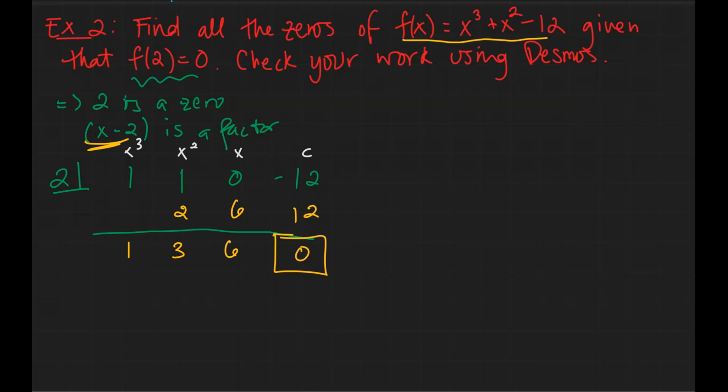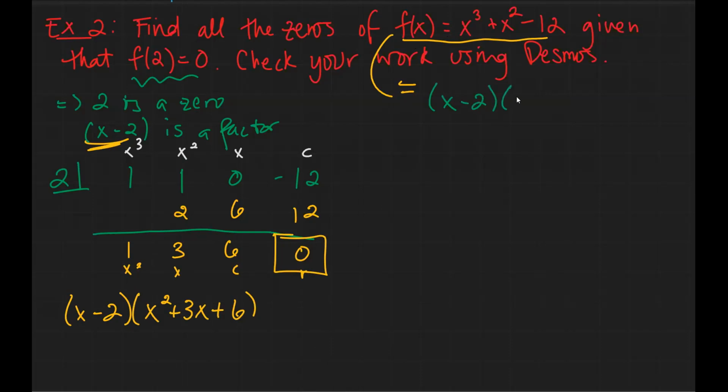Okay, cool. So now we factored it a little bit. We ended up with x minus 2 times, remember this is x squared, x, constant remainder, so x squared plus 3x plus 6. So now this is equal to what we just got, x minus 2 times x squared plus 3x plus 6. And if we're trying to find the zeros, we set it equal to 0. And now we go from there.